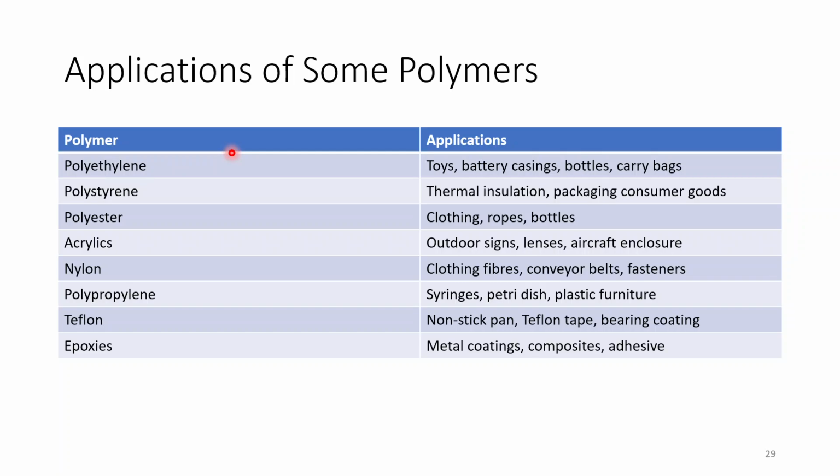Next is acrylics, which include outdoor signs, lenses, aircraft enclosure. Next is nylon. It is used in making clothing fiber, conveyor belts, fasteners, etc. Polypropylene. It is used in making syringes, petri dish, and plastic furniture. Next is Teflon, which is used in making non-stick pan and Teflon tape and bearing coatings. Epoxies are used in making metal coatings, composites and adhesives.